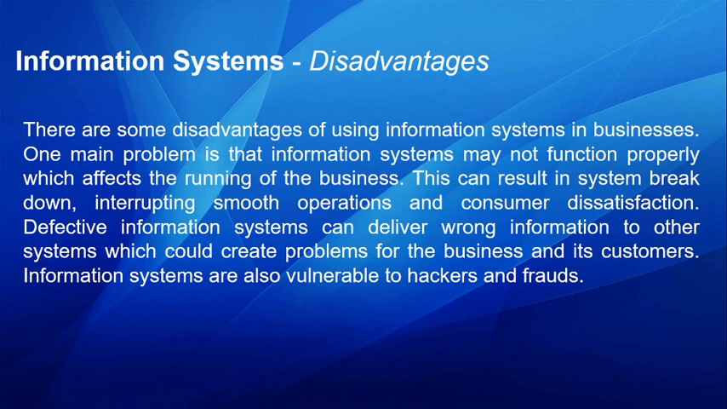Then a defective information system can deliver wrong information to other systems, which could create problems for the business and its customers also. Apart from this, information systems are also vulnerable to hackers and fraudsters. Right? So in today's class, we have seen in brief about different aspects regarding information system. In our next class, we are going to continue with the other areas pertaining to this information system.